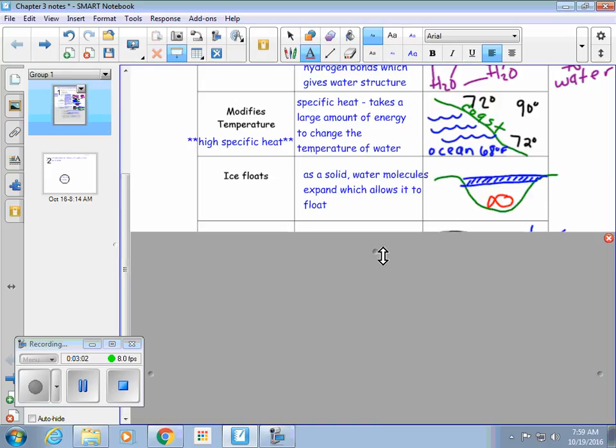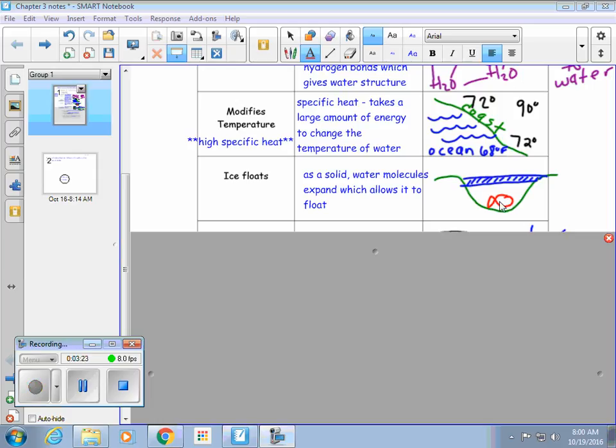Something else that's going to help out in the winter is the fact that ice floats. When water becomes a solid, the water molecules expand, making it less dense, and it floats to the surface. So here's a picture of my pond, and the top level freezes. But below that top level, it's not going to freeze.